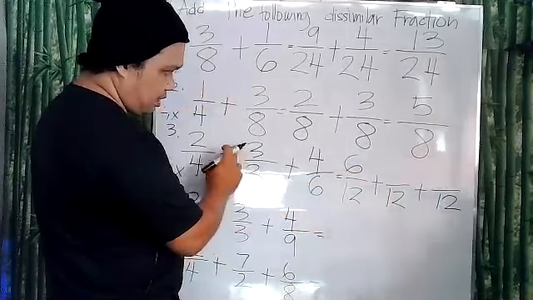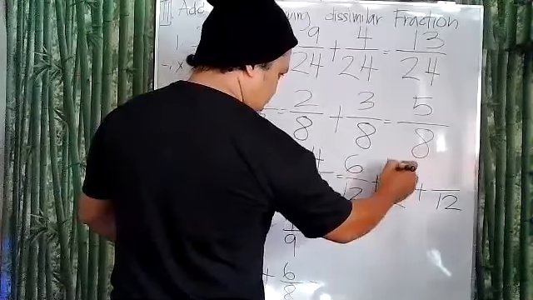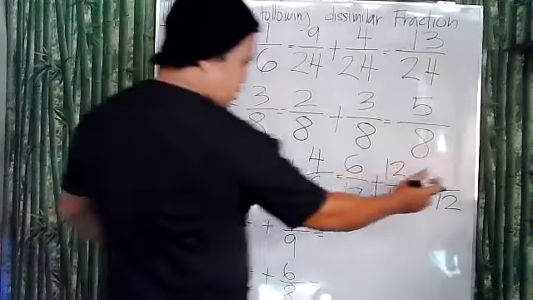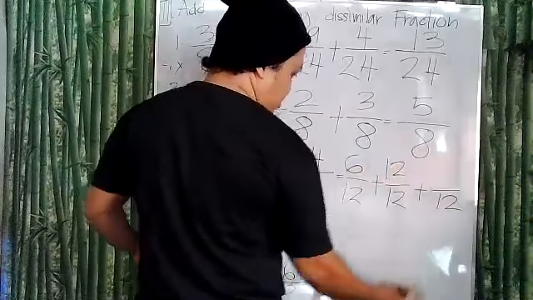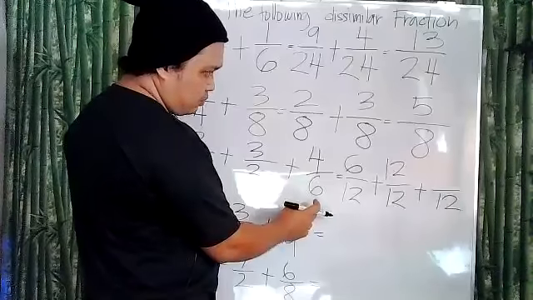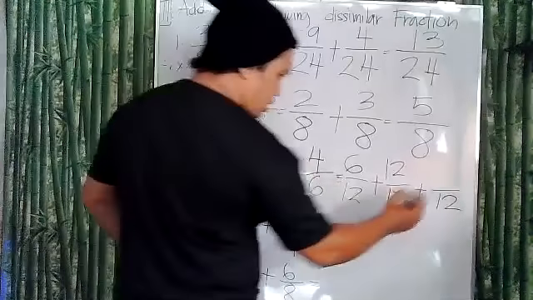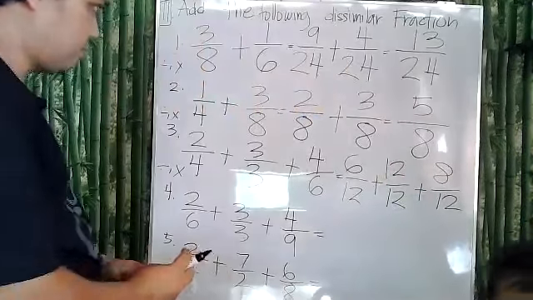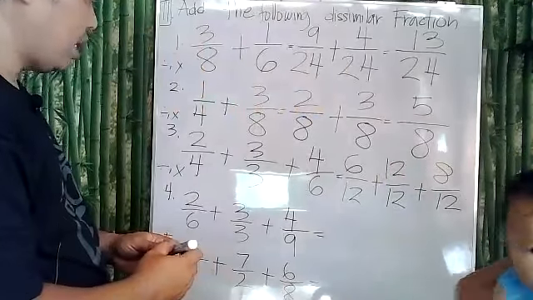And 4 times 3 is 12. Okay, so 12 over 12. And to get the numerator here, we divide and multiply. 12 divided by 6 is 2, and 2 times 4 is 8. So we have to do that. 8 over 12.